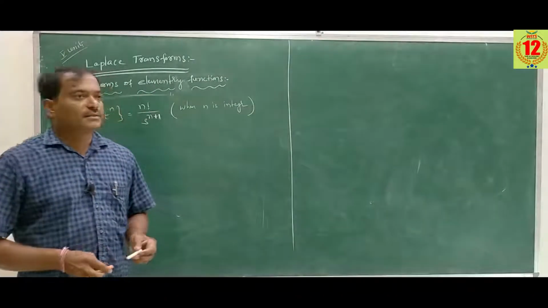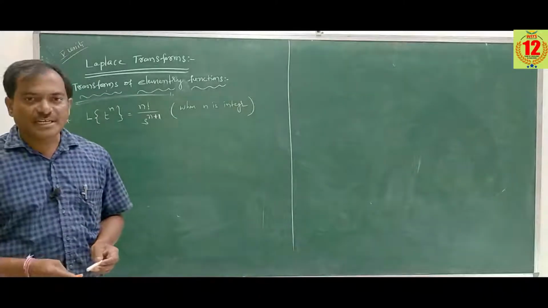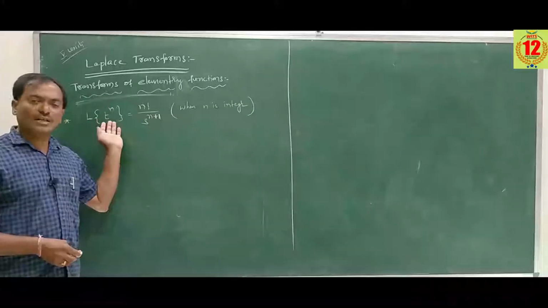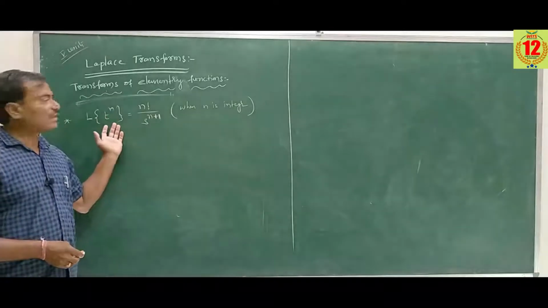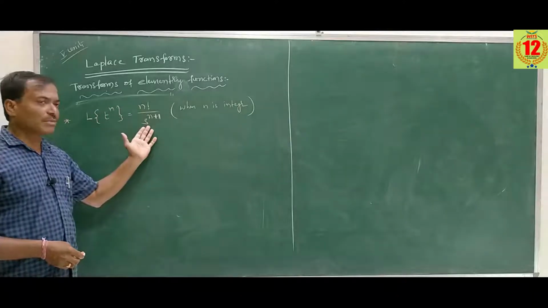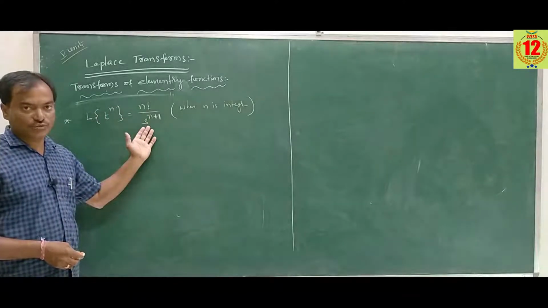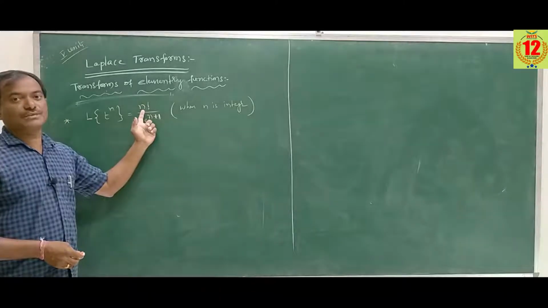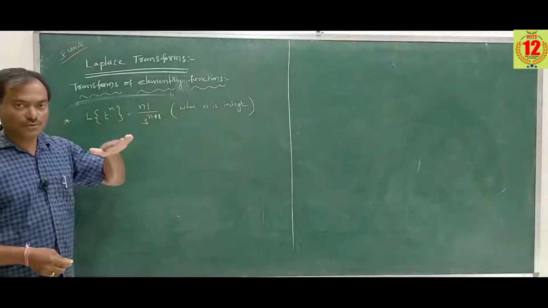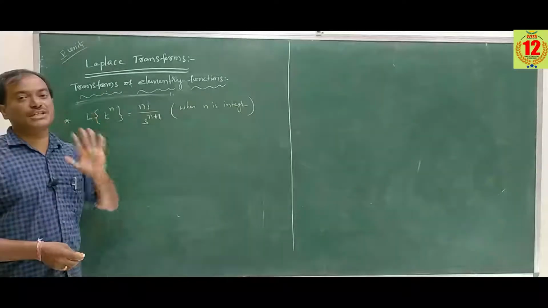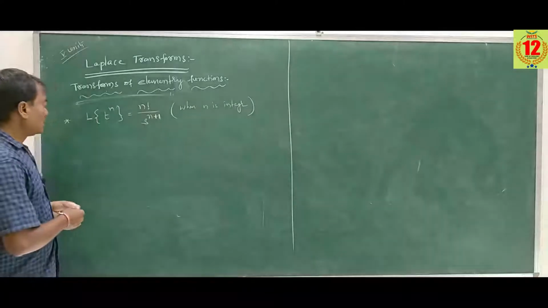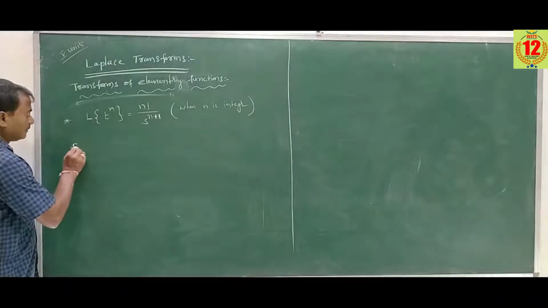Here, the next transform of an elementary function is f of t equal to t to the power of n. We already wrote this formula. Laplace transform of t to the power of n equal to n factorial by s to the power of n plus 1 when n is an integer. If n is a non-integer, we have one more formula. Now we shall discuss when n is an integer, how to find the Laplace transform of t to the power of n.